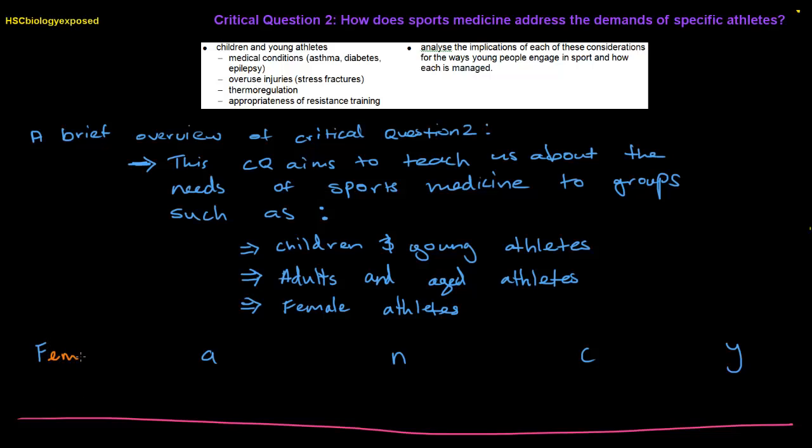So this one will be female athletes. This one will be adults and aged. And then this one is just nothing, and with the C it's just children, and this one's just young and athletes. So what I've done here is I've created a little acronym. The only thing is that the N doesn't count, but it's nice to remember.